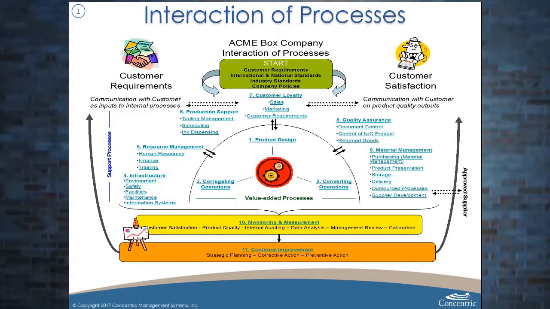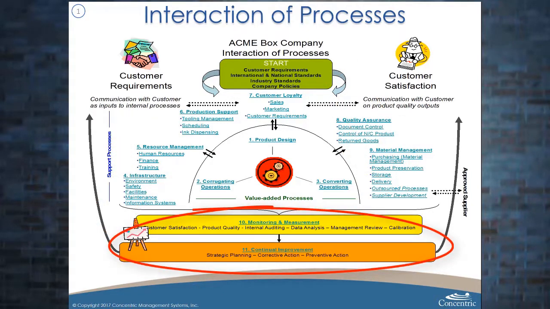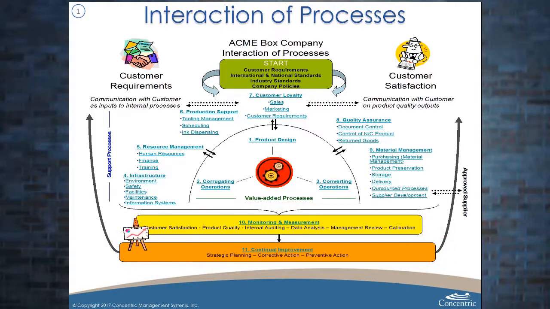Here you see process 1, 2, 3, product design, corrugated operations, and converting operations. Those 3 are value-added processes. Then you have 4, 5, 6, 7, 8, 9, which are support processes, and then you have 10 and 11 that are used to evaluate and improve the other processes of the management system support.